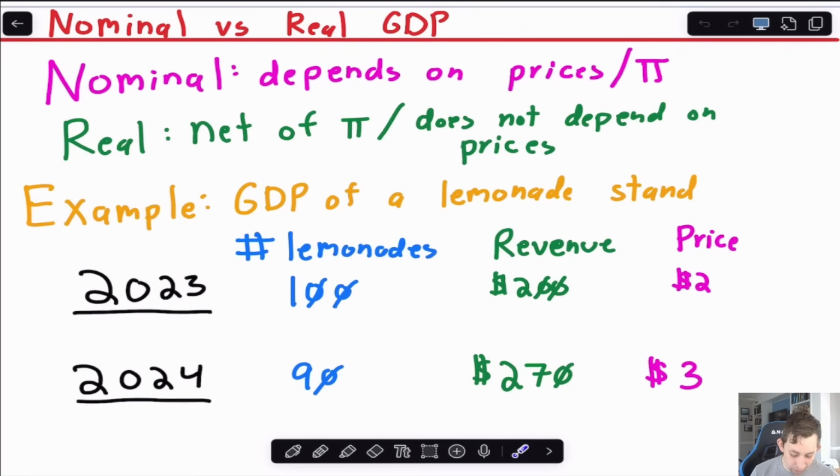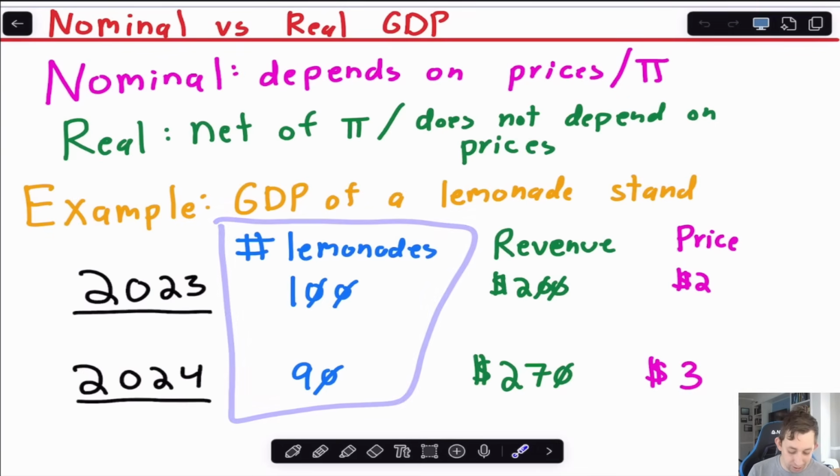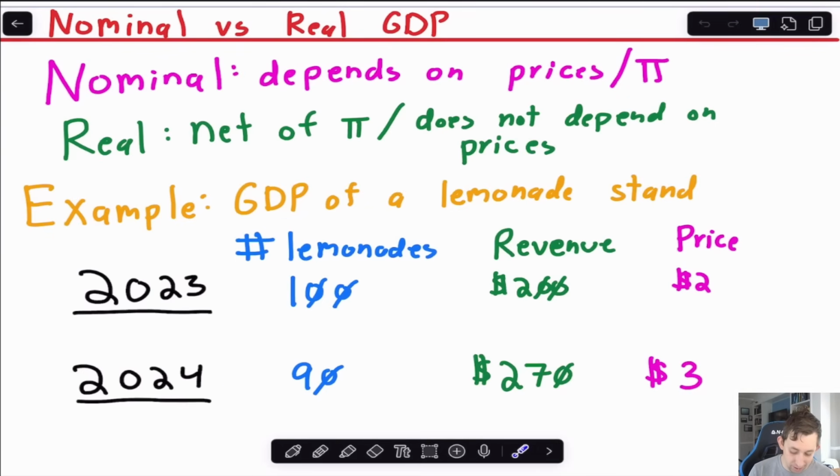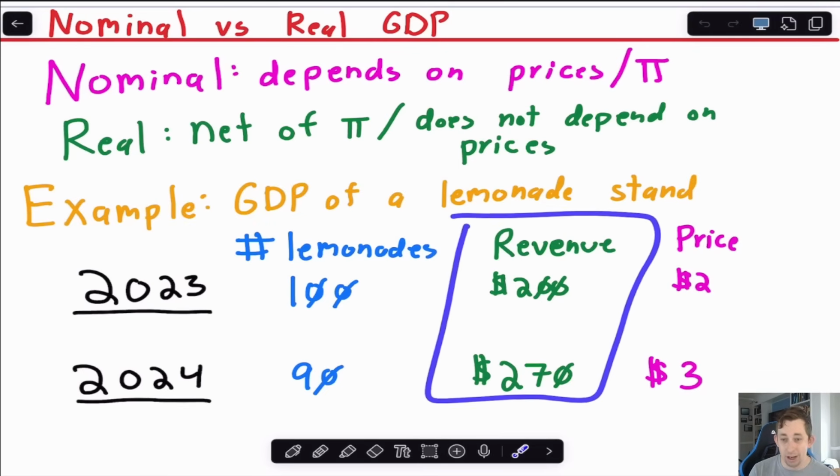So in 2024, the revenue was $270. Now if you look at their nominal output, it looks like their nominal output actually went up, or their nominal GDP increased, but that's because prices went up. And so if you want to look at the difference between real and nominal, again, here with this real output, we're not including prices, or you can think about it as keeping prices the same. And so we see a fall in real output, even though with inflation we saw an increase in nominal output.